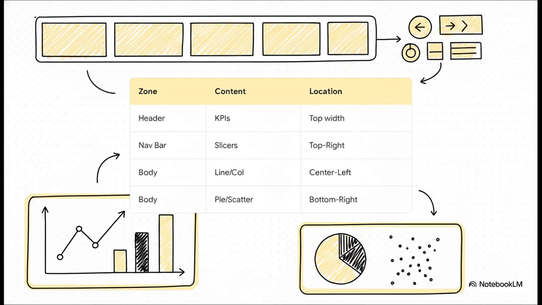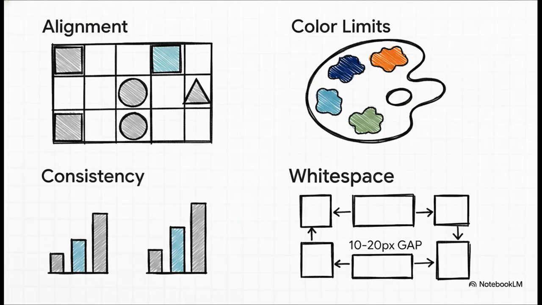The body is where the magic happens. Put your primary visuals, like crucial line or column charts, in the center left, and your secondary visuals, like supporting pie charts or scatter plots, down in the bottom right. To wrap up the design, here are some rapid-fire pro tips for a flawless corporate finish.